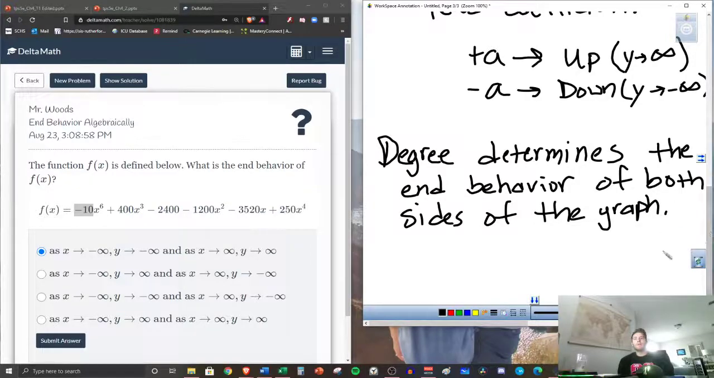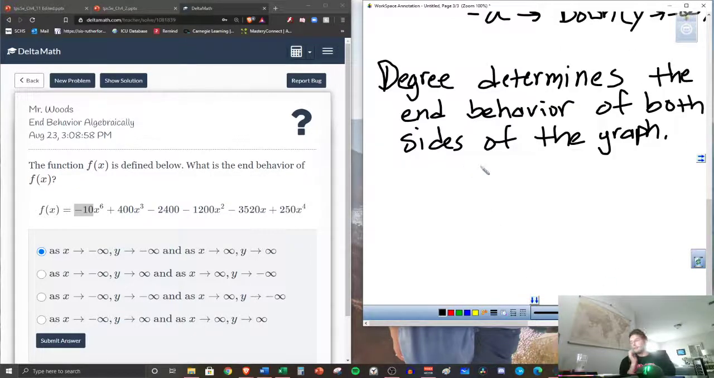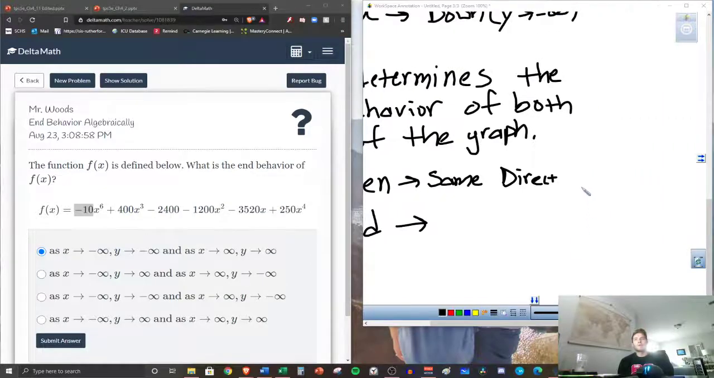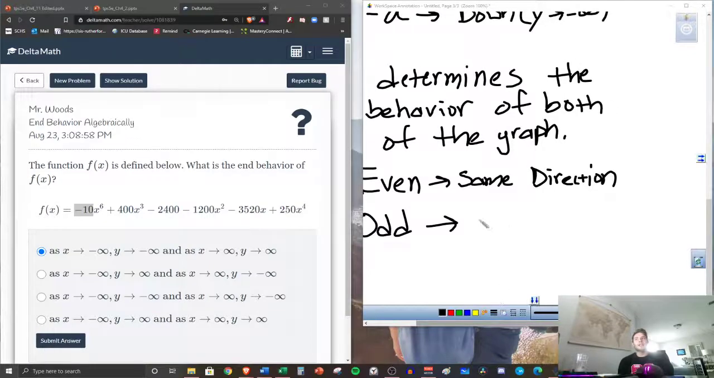And what we're looking for is if the degree is even or if it's odd. So we have even and we have odd. So two things occur here. If it's even, then the graph's end behavior ends in the same direction. If it's odd, it's opposite directions. So odd, opposite.